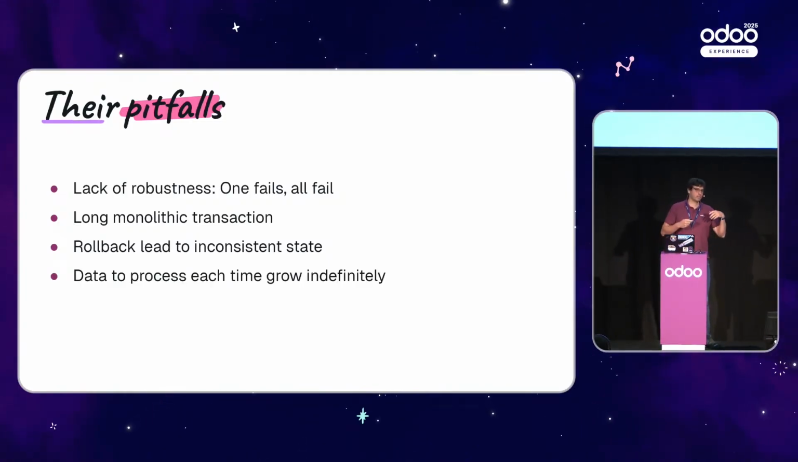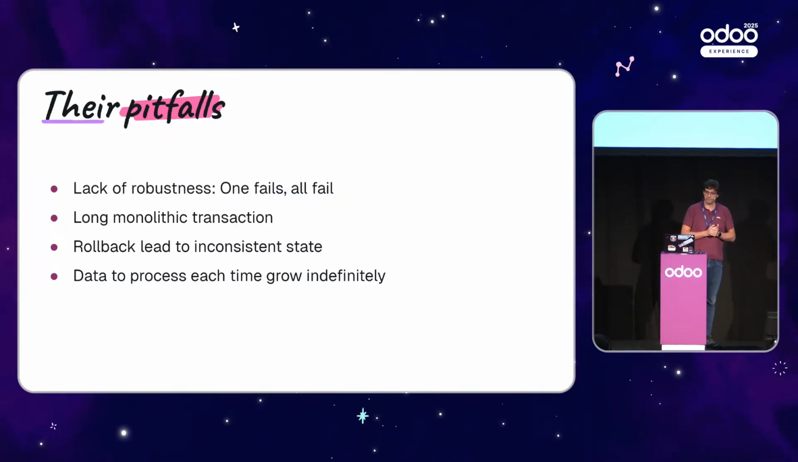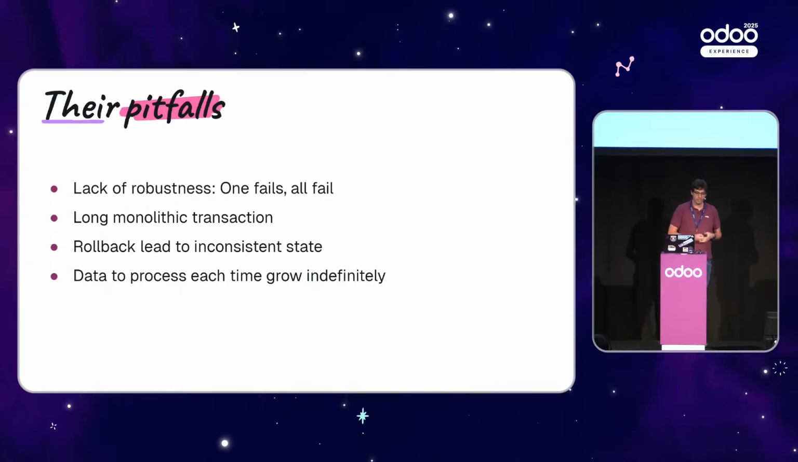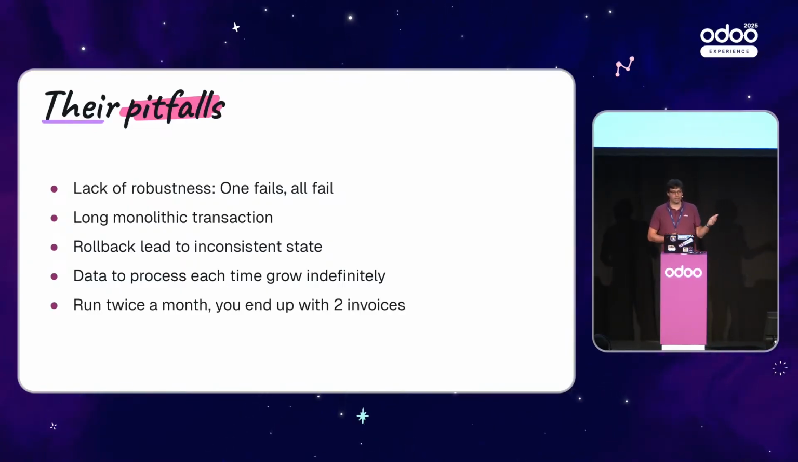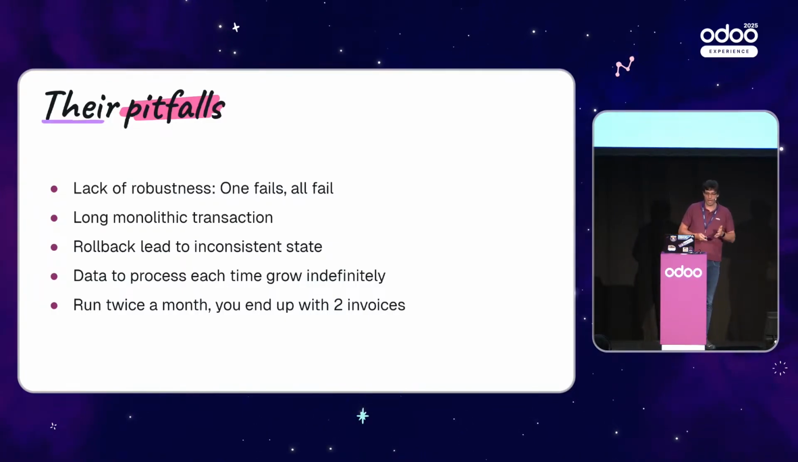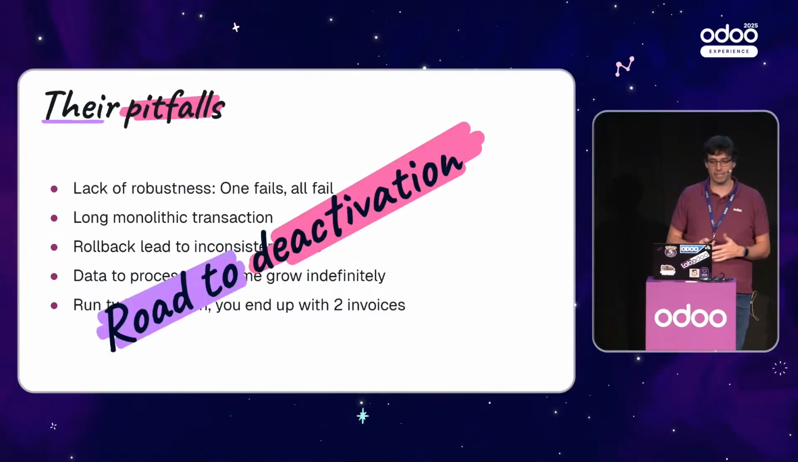And since those crons are looking for all the data you want to process, if your company grows, what I hope it's doing, your data to process will grow eventually. And if it's not timing out right now, it will time out. So that's bad. And finally, for the subscription invoicing, if you run it twice the same month, you are going to invoice twice your customer. They probably won't be happy. All those pitfalls, it's the road to get your cron deactivated.